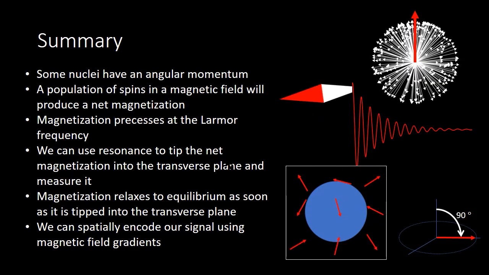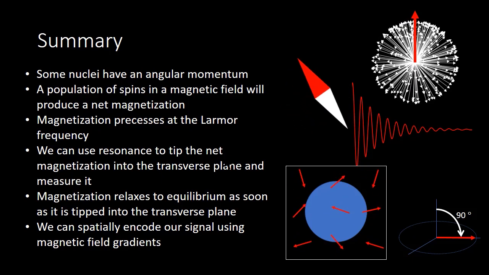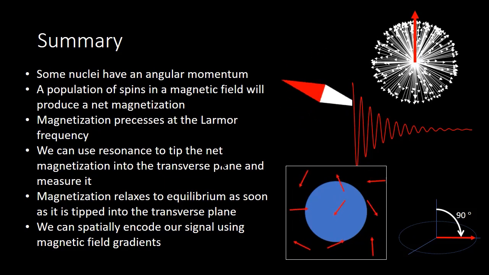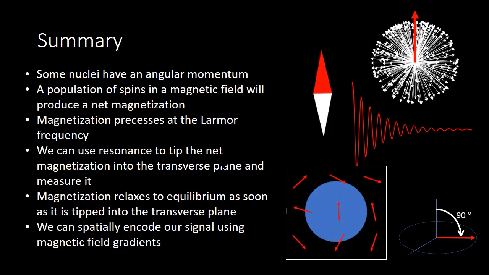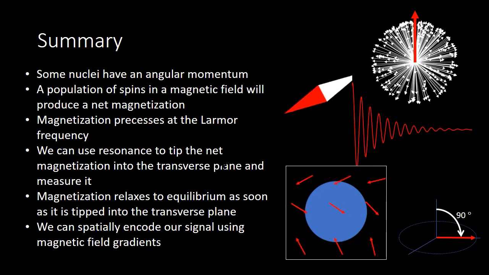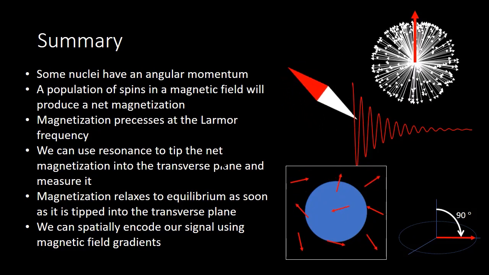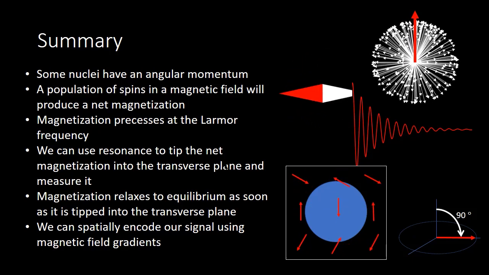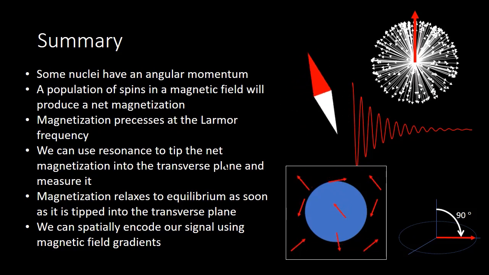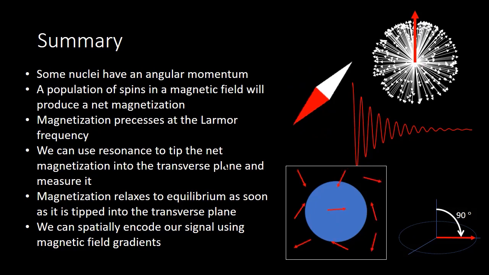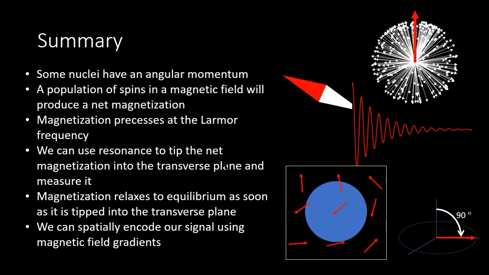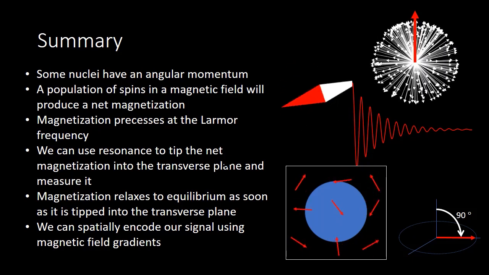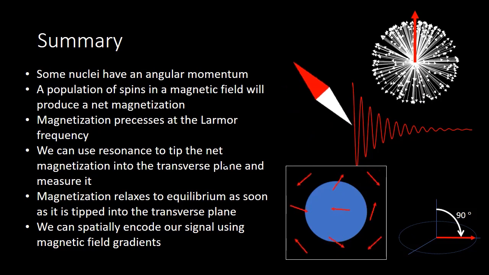So to summarize, some nuclei have an angular momentum, and a population of spins in a magnetic field will produce a net magnetization. And this magnetization precesses at the Larmor frequency, which is the same as the nuclear resonant frequency. And then we can use resonance to tip the net magnetization into the transverse plane in order to measure it. As soon as we've tipped it into the plane, it wants to return to its equilibrium state, and it does that using T1 and T2 relaxation, which we can then use to generate image contrast. And we can spatially encode our signal using magnetic field gradients throughout this process.